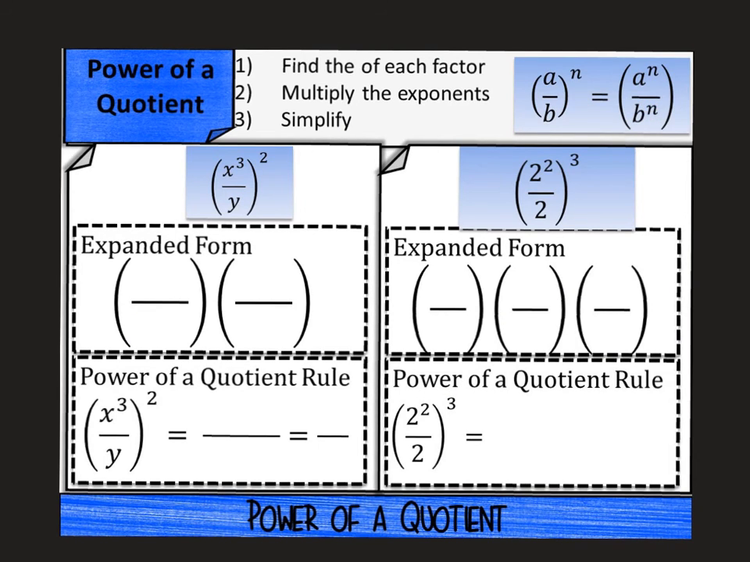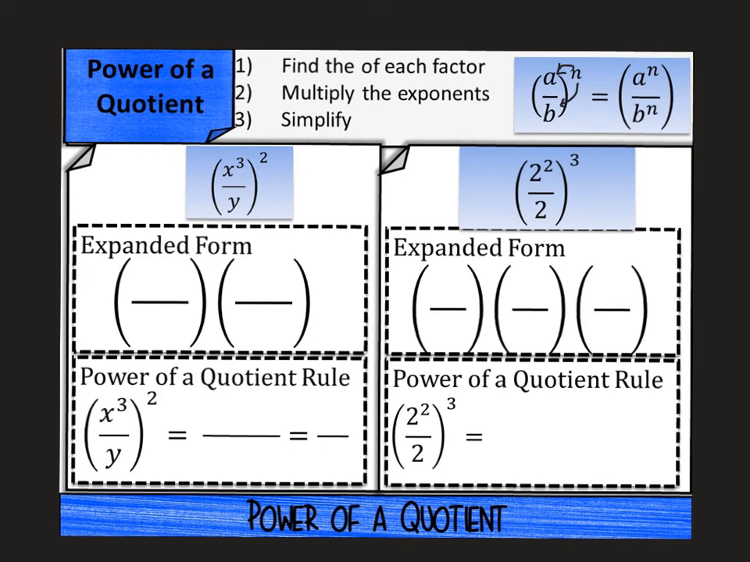Our very last rule is power of a quotient. So this is really the exact same rule we just did, except there is division happening. But notice I have a divided by b, all raised to the n, and then I have a to the n divided by b to the n. So it's really just kind of doing the exact same thing we did before.